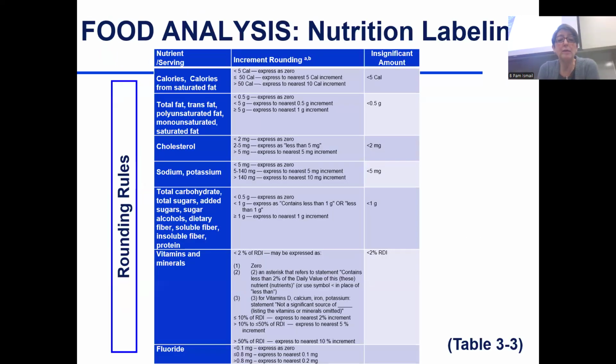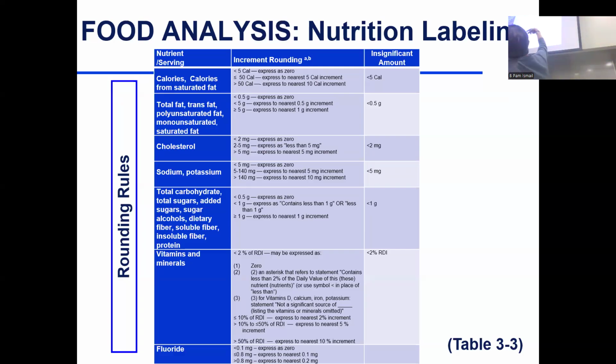Okay, so this is also an important FYI: if you ever work in an industry where you are responsible for rounding and producing your nutrition label, you want to understand that. This would be a good reference table, table 3.3. For example, if you have calories less than 5 calories, you can report as 0. So if you have 2 or 3, you don't have to report that.